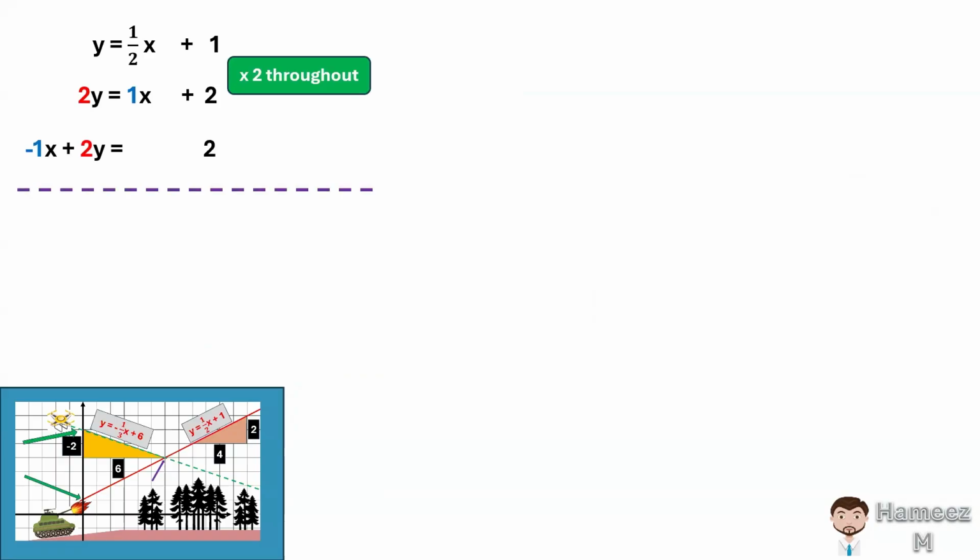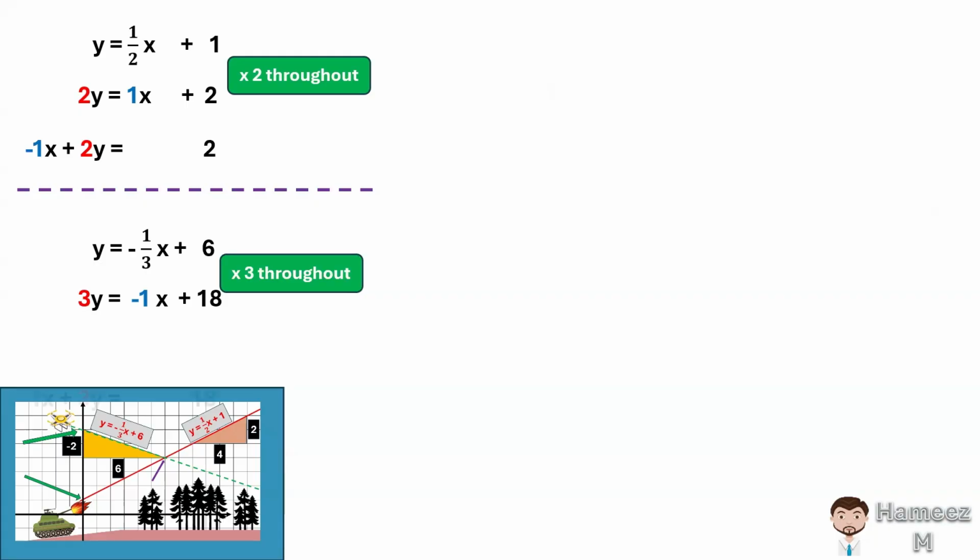And similarly, let's do the same for the other one. The other equation for the drone is y is equal to -1/3 x plus 6. And we want to make it whole numbers, so it's easy to work out. So we can multiply everything throughout by 3. So you get 3y is equal to -x plus 18. And of course, if we want the constant alone on one side, we could say 1x plus 3y is equal to 18. So we have two things.